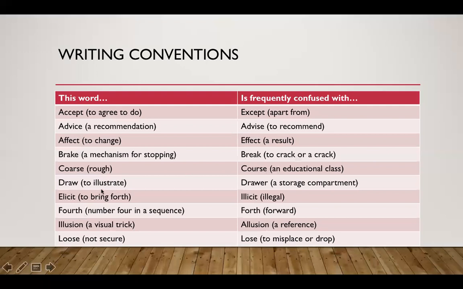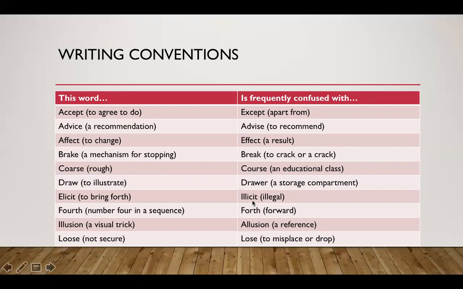Draw means to illustrate. Drawer, even I screwed that one up. Draw, and drawer. Draw is to illustrate, and drawer is a storage compartment. Elicit with an E is to bring forth. So I want to elicit as much information as I possibly can from you so that you're doing your very best learning and I understand where you're coming from and what your strengths and weaknesses are.